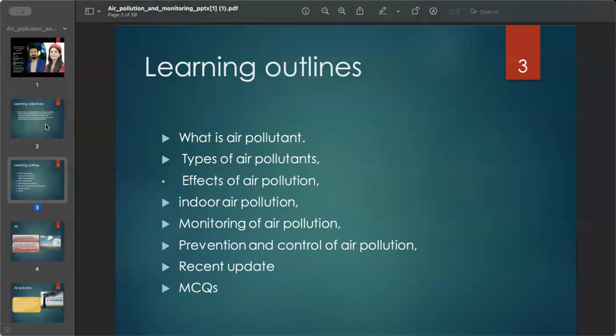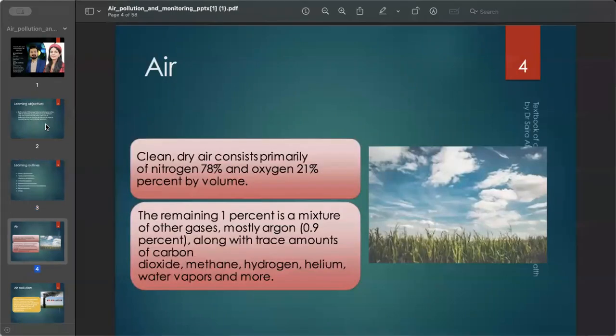Learning outlines. What is air pollutant, types of air pollutants, effects of air pollutants, indoor air pollution, monitoring of air pollution, prevention and control of air pollution, recent updates and MCQs.